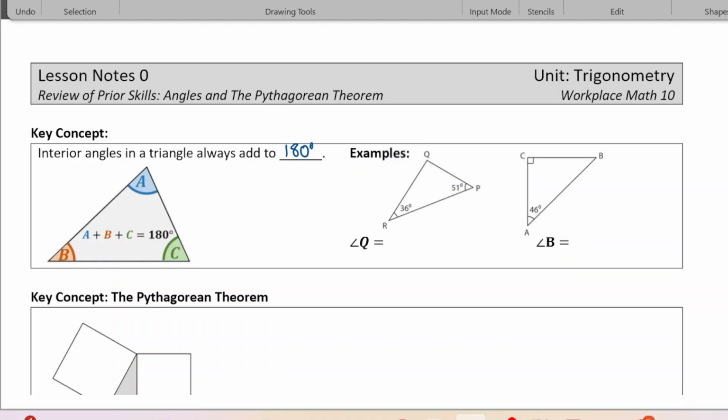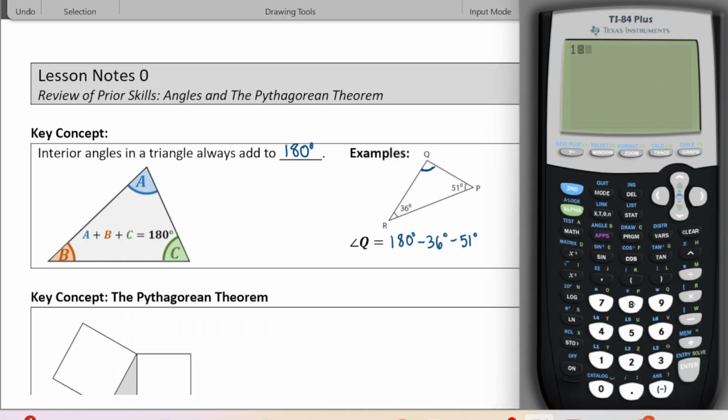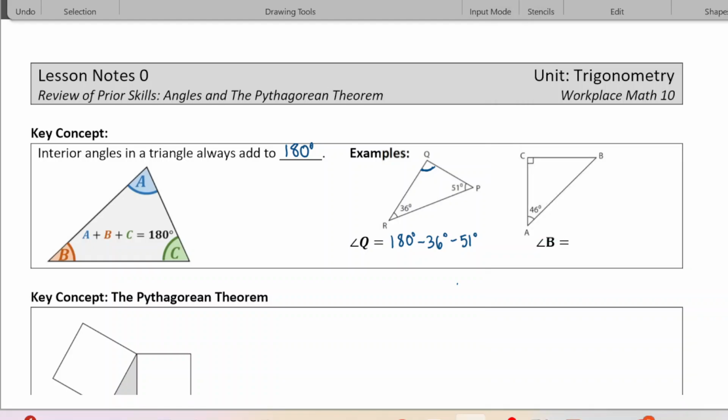If I know they all have to add up to 180 degrees and I want to find this missing one here, I just subtract the angles that I already have. So I have 36 degrees for R and 51 degrees for P, and I subtract those from 180. 180 minus 36, minus 51, and I get 93. So that means angle Q has to be 93 degrees.